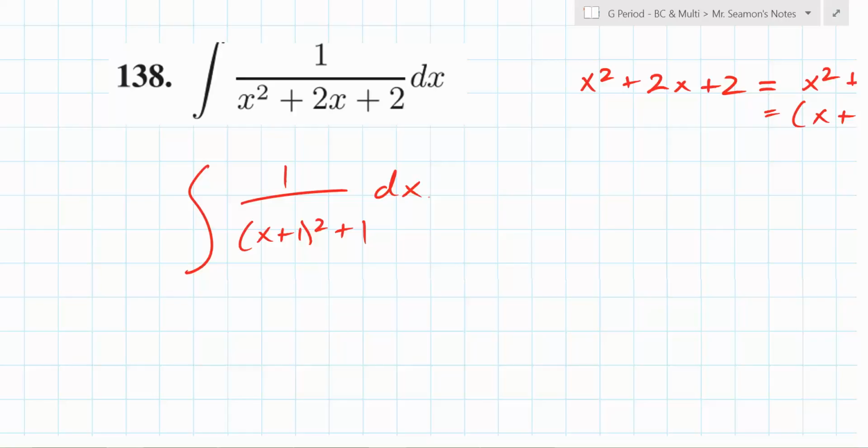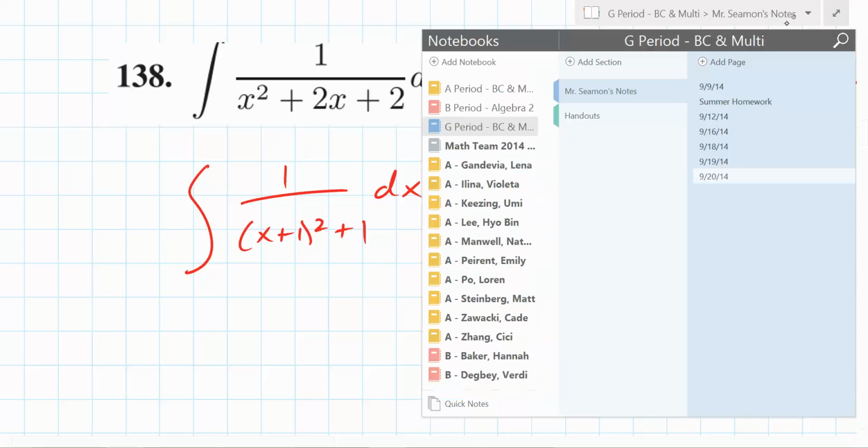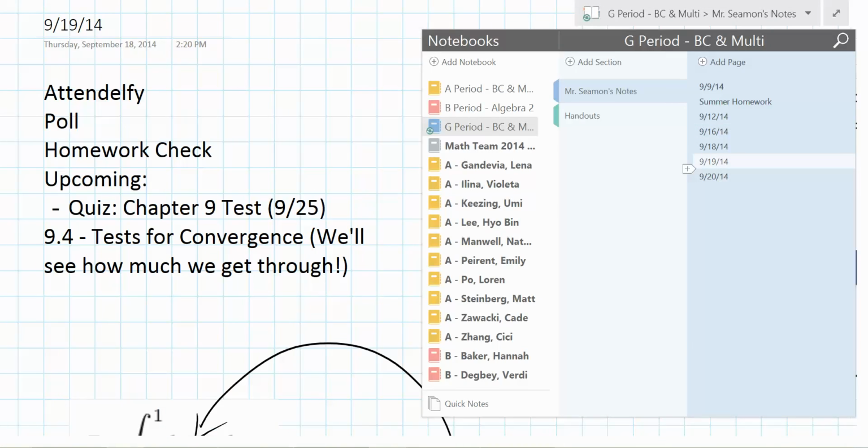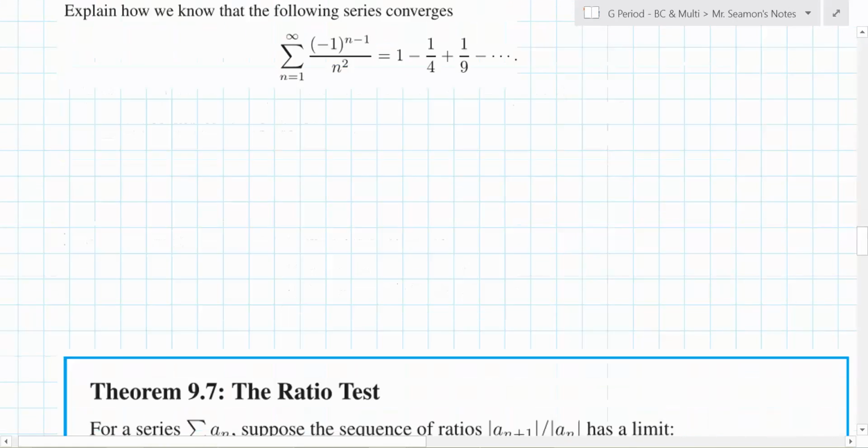But here's the thing. There's only one change in it. The x plus 1. So theoretically, you could use U substitution, but you can just do this one because x has a coefficient of 1. This is just equal to what? Tan inverse of x plus 1 plus c. And you're done. I don't know if I pointed it out. So we're in G period notes right here. If you go back to the notes from the day before, did you see what I put at the end?